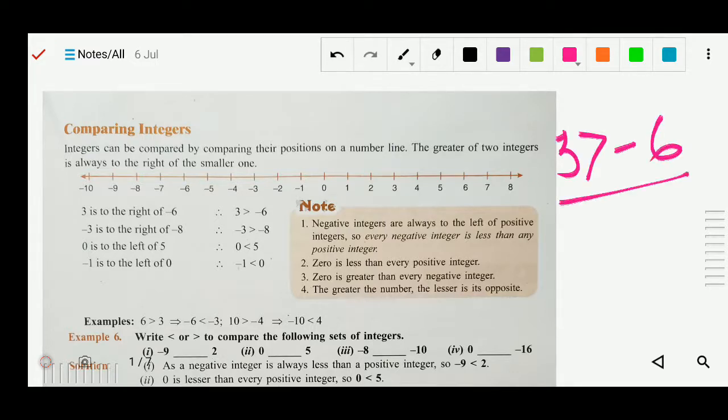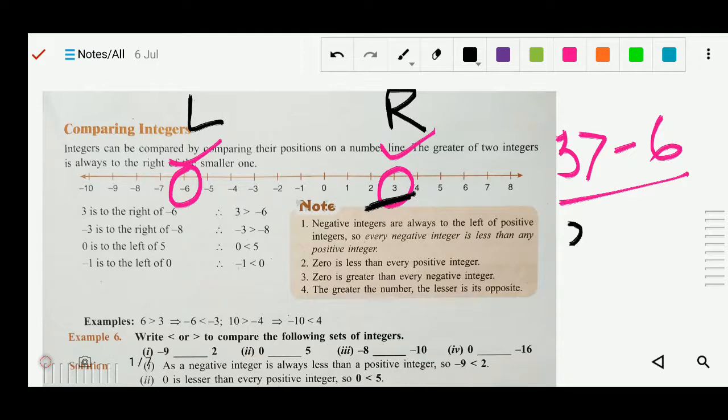Of course, why? As I told, where is the 3? Here is the 3. Where is the -6? Here is the -6. Among these two numbers, which will be the greater number? The number which is at the right side. This is at the left side, and this is at the right side. The one at the right side will be greater. So who is at the right side? 3. So of course 3 will be greater than -6.